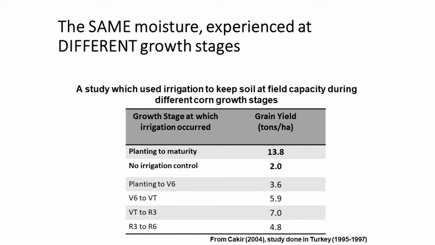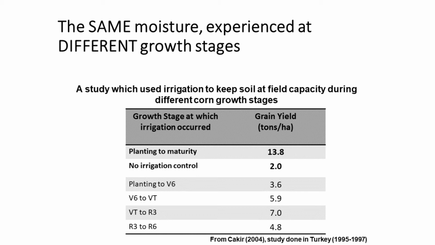This is a study that shows the effect of the same moisture, the same plant available water or soil moisture, but experienced at different growth stages. This study, done in Turkey, irrigated either throughout the growing season from planting to maturity, did not irrigate at all, or irrigated only during certain growth stages, for example, from planting to V6, V6 to VT, etc.